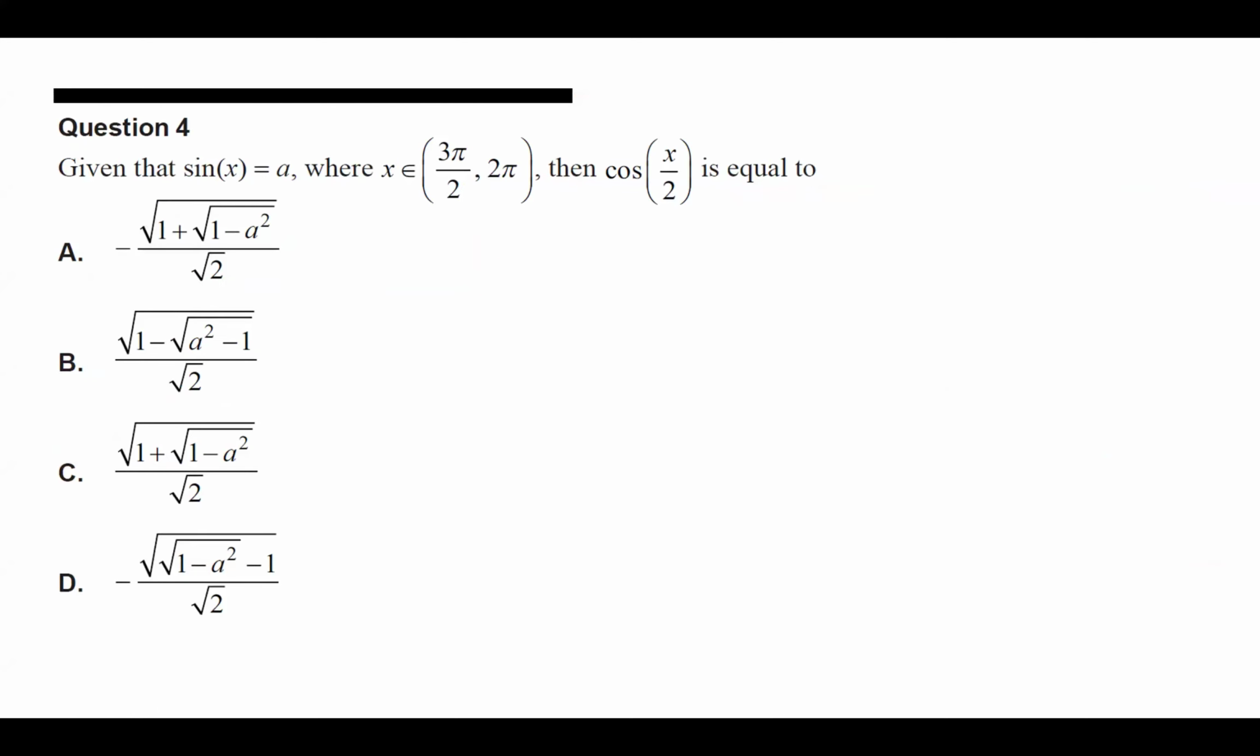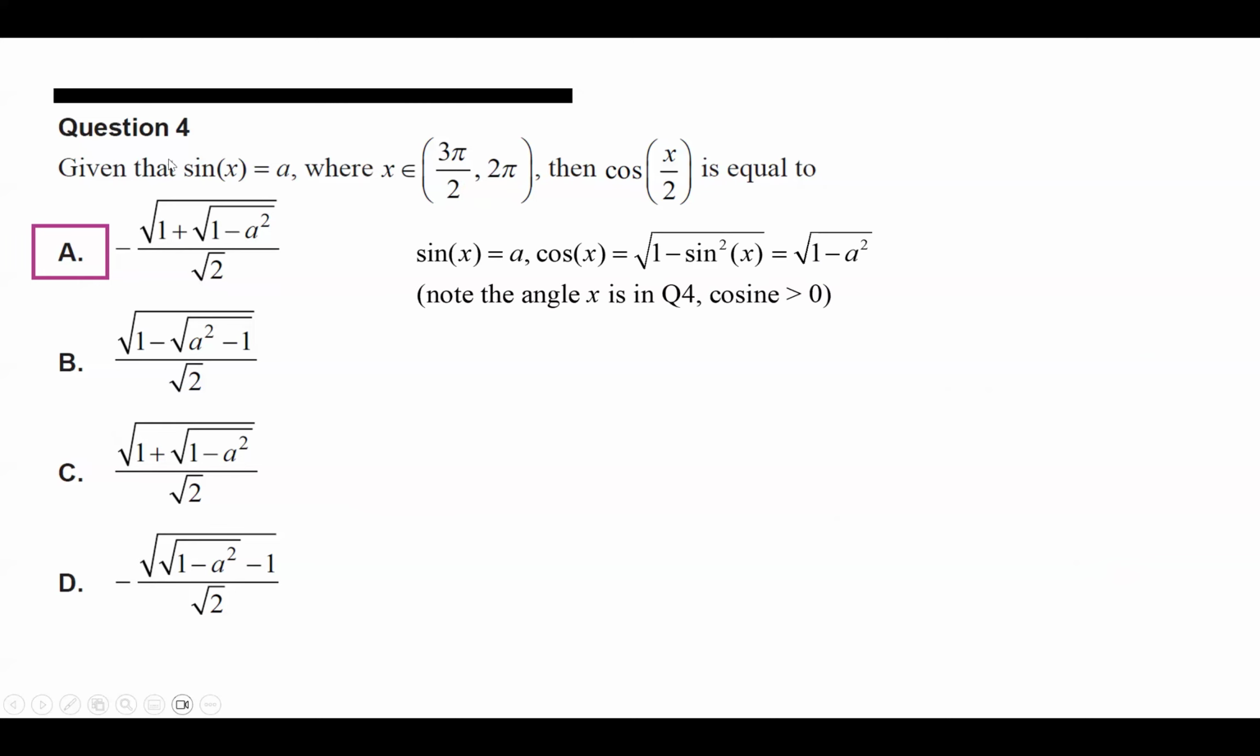Question 4 is very algebraic. The correct answer is A. Couple of things to note. First, they gave you sine of x equals A, and this x, the angle, is between 3 pi over 2 and 2 pi. This means quadrant 4.